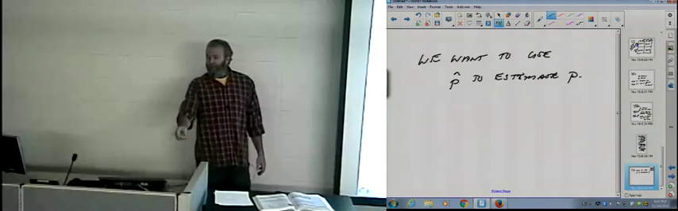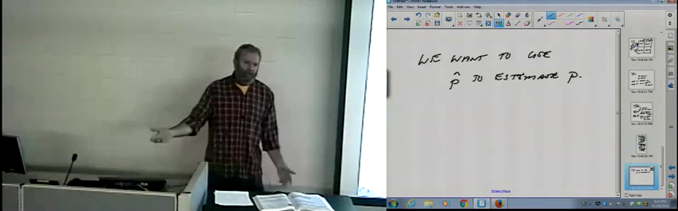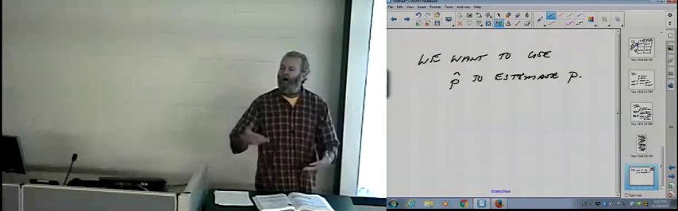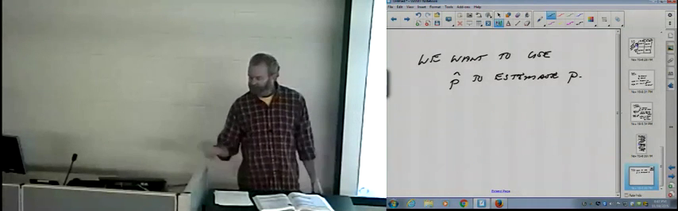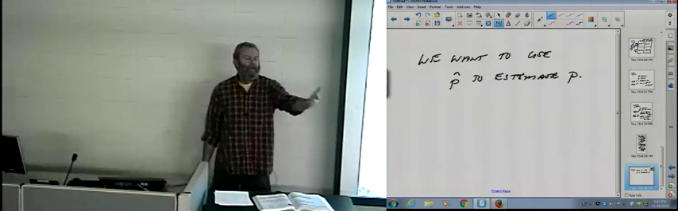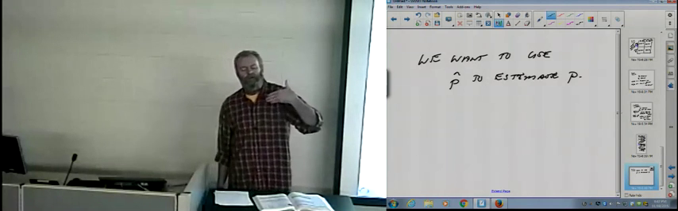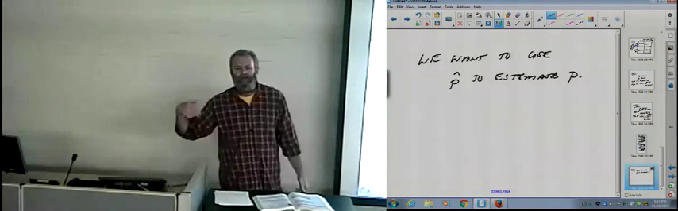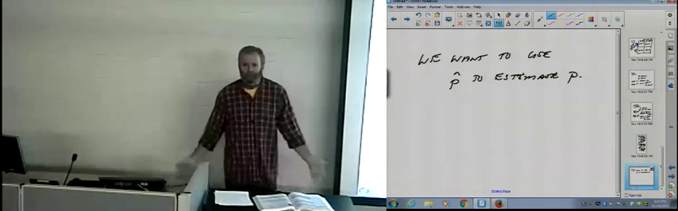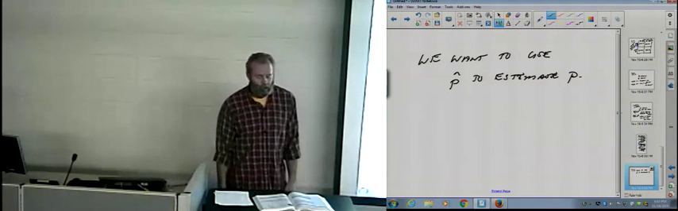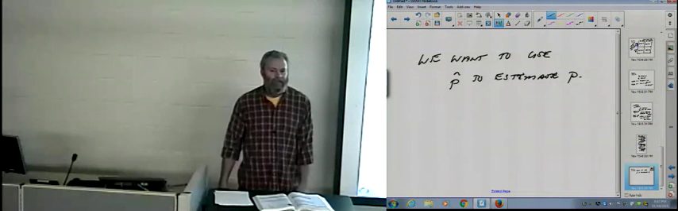Okay, instead of writing p hat, write x bar. Instead of writing p, write mu. I wanted to use x bar to estimate mu, right? I want to use the sample mean to estimate the population mean. I'm not talking about means. We're talking about proportions. I want to use p hat to estimate p. I want to use my sample proportion, the proportion of successes in your sample, to estimate the proportion of successes in my population.